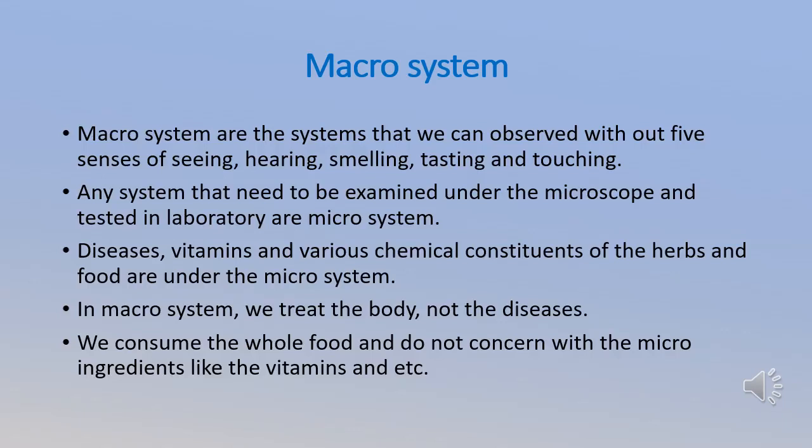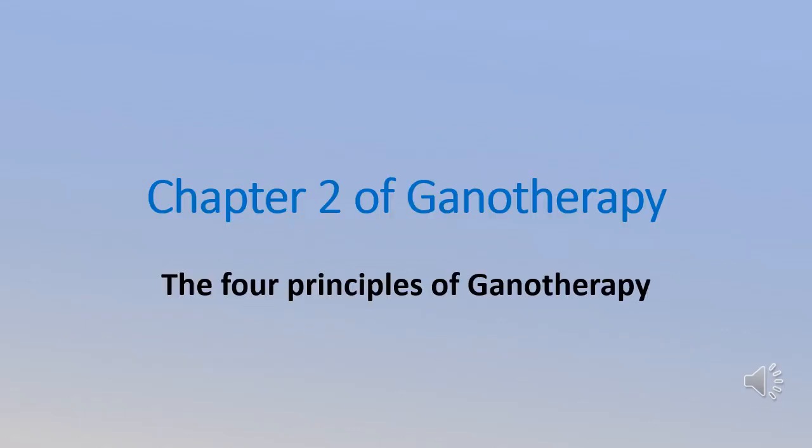So in the macro system, we treat the body and we never treat the disease. Okay, we consume the whole food. We are not concerned with the micro ingredients like the vitamins and so on inside the food. So now we come to chapter 2 of Ganotherapy.